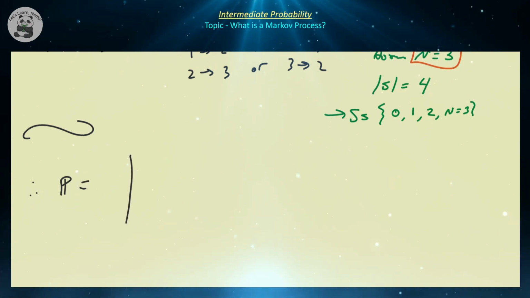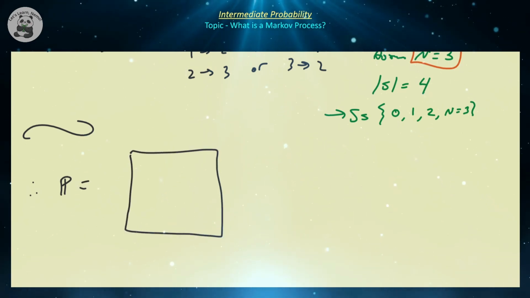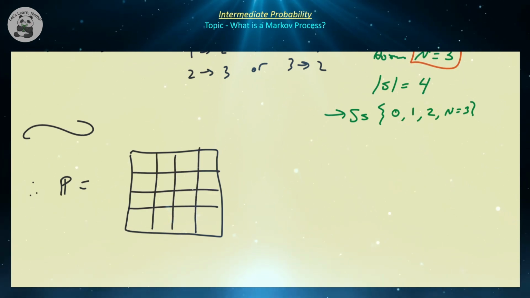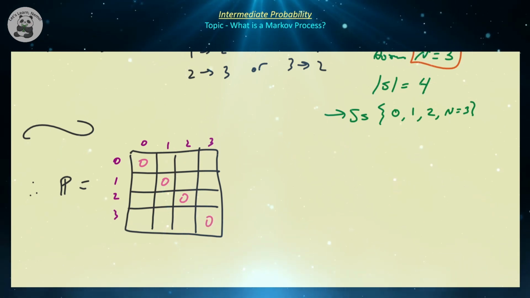Right? So let's actually write this in a very organized manner. This is going to be a 4 by 4 block. So we have 0, 1, 2, and 3, and 0, 1, 2, and 3. So what's the probability of going from 0 to 0? Well, that's obviously going to be equal to 0, 1 to 1, 0, 2 to 2, 0, 3 to 3, 0, and so on.